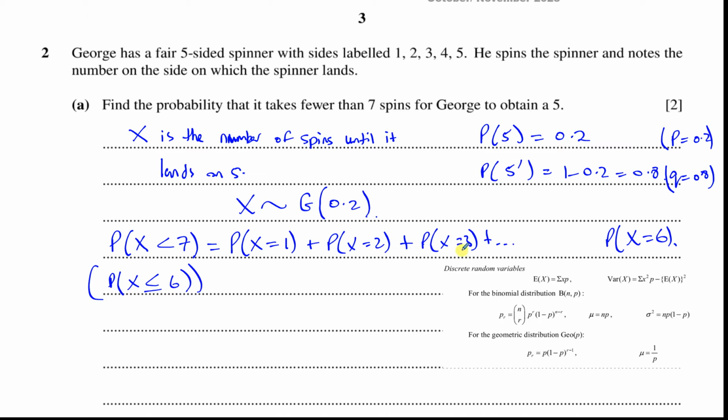If it's on the third spin, you're going to have 2 times not 5 and then 5. So basically what this means is you have 1 minus p, r minus 1. That's q, basically the failure. You're going to have the failure to the power of n, 1 less than the number of throws, times the success.